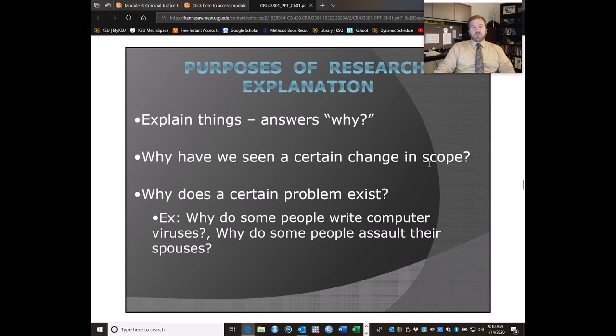Explain why. Why does a certain problem exist? Why do people drink and drive? Well, because they're drunk and they want to get home. And they're not too worried about getting in an accident or getting pulled over, as perhaps they should be.